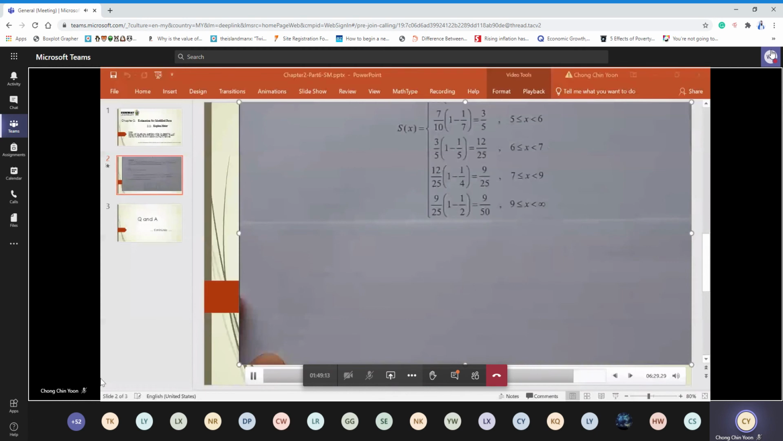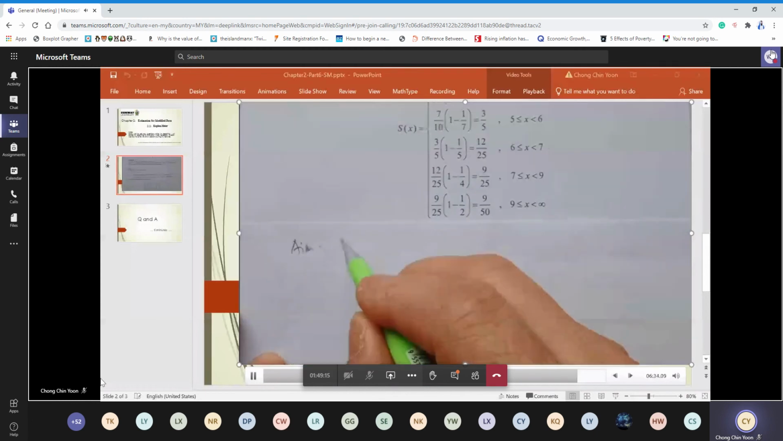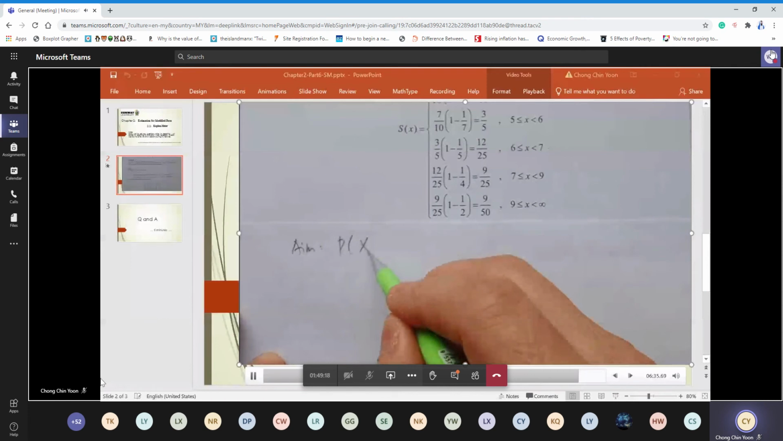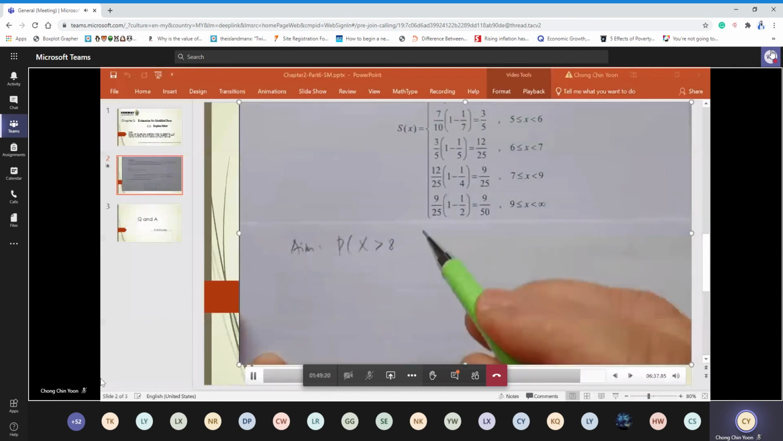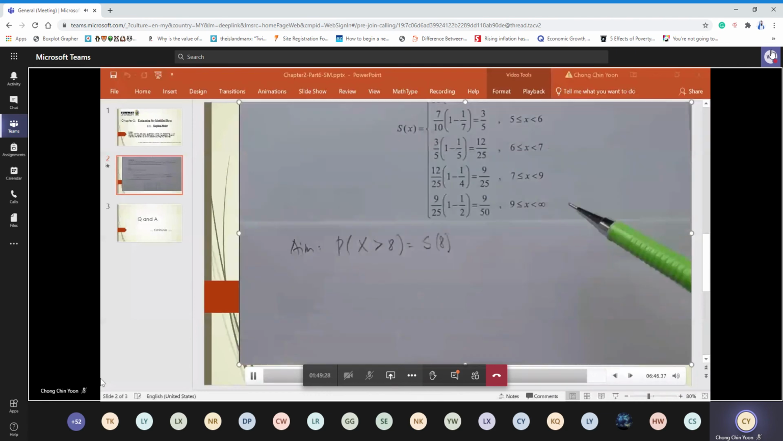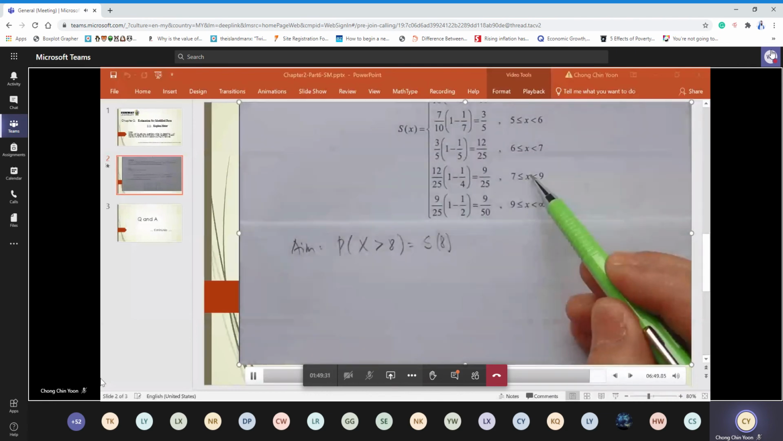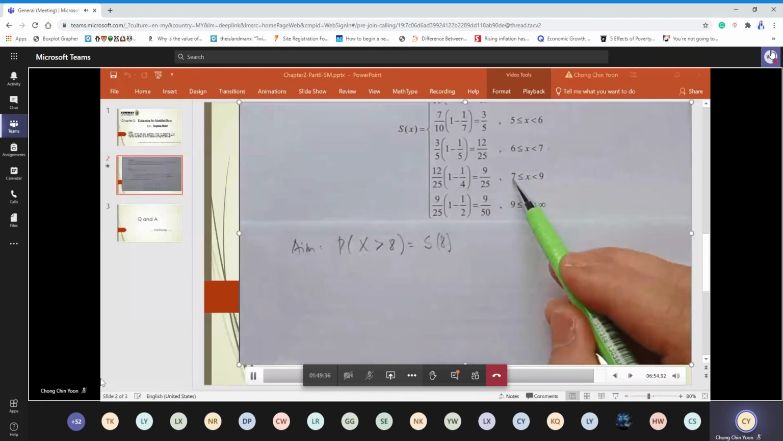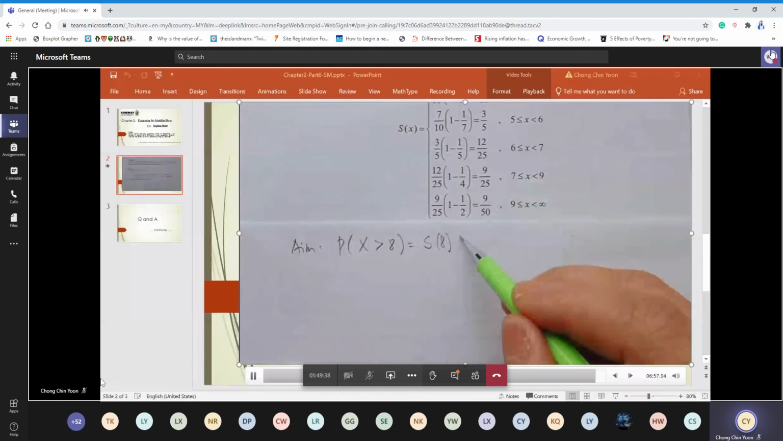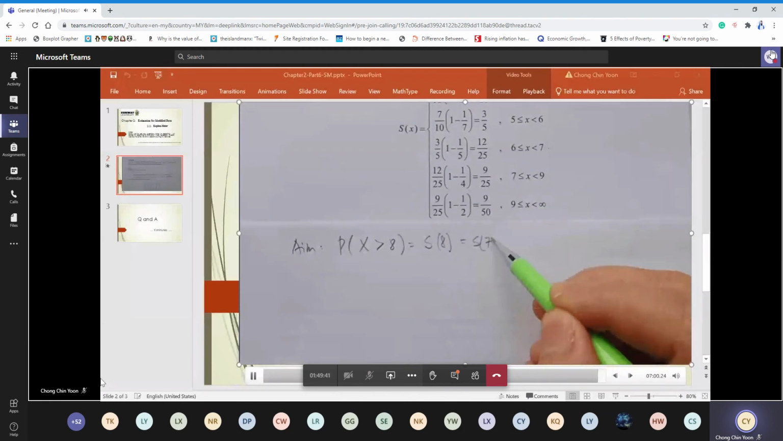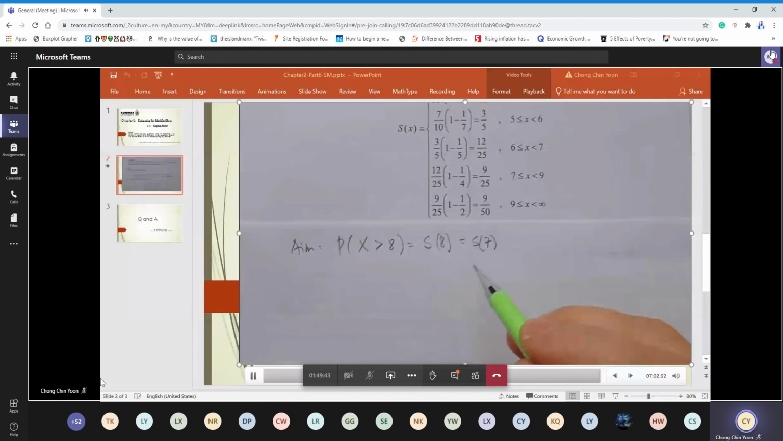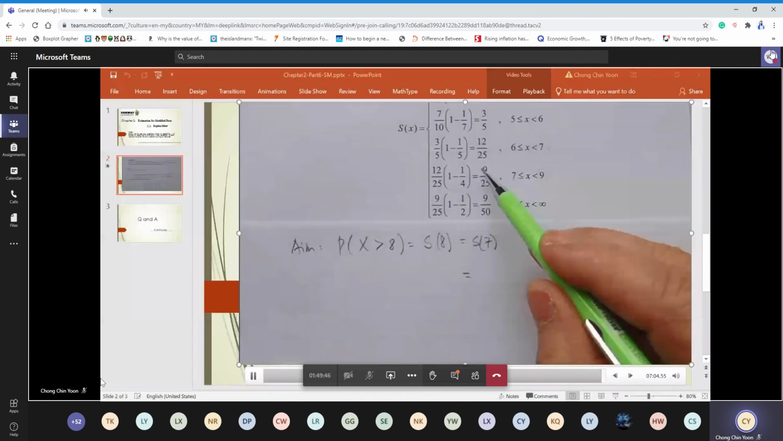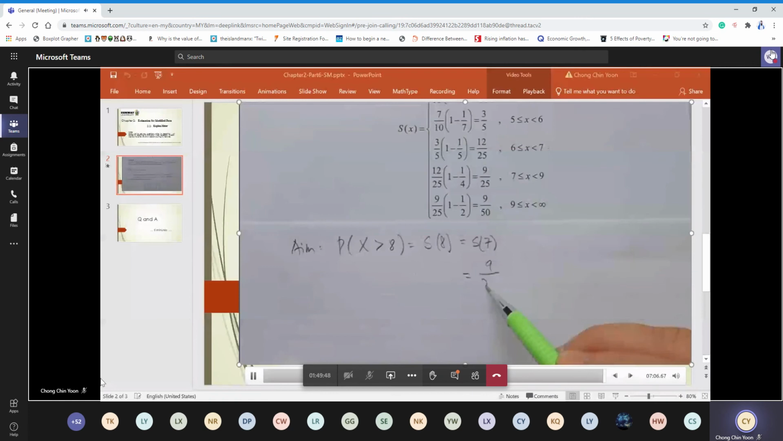Now our aim for this problem is to find the probability that X is strictly more than 8. This is actually the survival at 8. But if you look at our solution here, 8 falls in this interval, and our lower boundary is 7. So in this case, this is equal to S(7). Therefore, our result is 9/25.